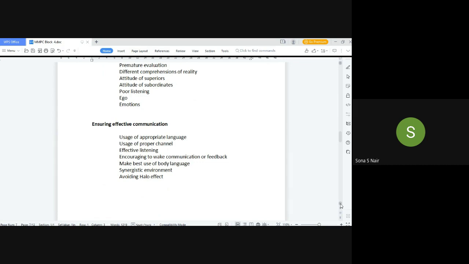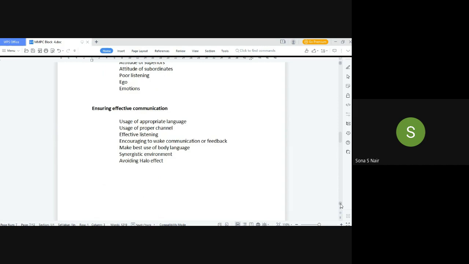If it's something else, if it's simple, then you can use oral communication channels. Effective listening, everyone needs to practice that. Encouraging two-way communication or feedback. You may feel that you are communicating very well, but only when you get the feedback and only when you get to understand what the other person has understood, you would be in a position to judge whether you've communicated properly. Making best use of body language, right?